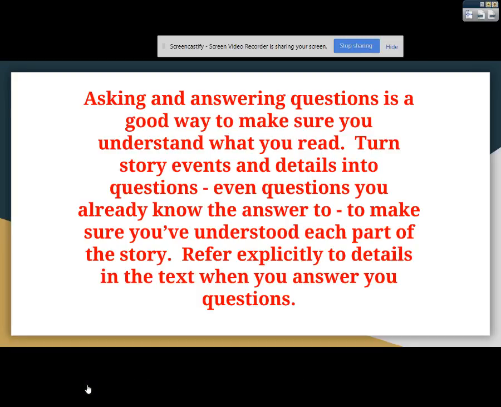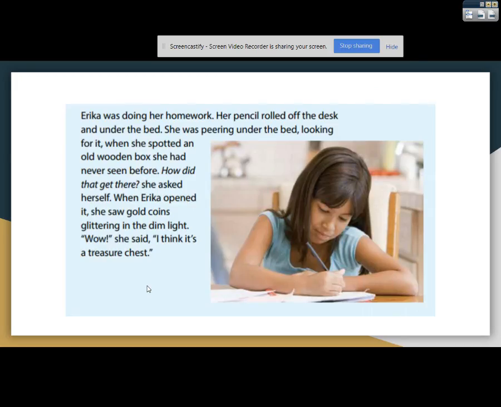We've talked about this many, many times. Turn story events and details into questions, even questions you already know the answer to, to make sure that you've understood each part of the story. Refer explicitly, so it just means explain it in detail, to details in the text when you answer your questions.